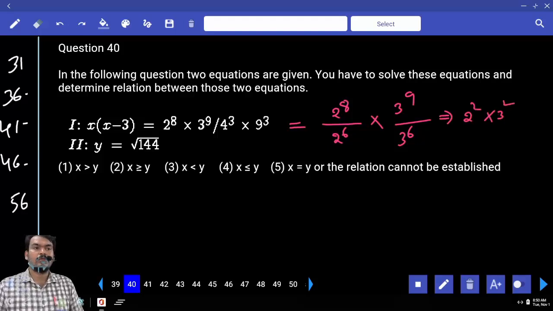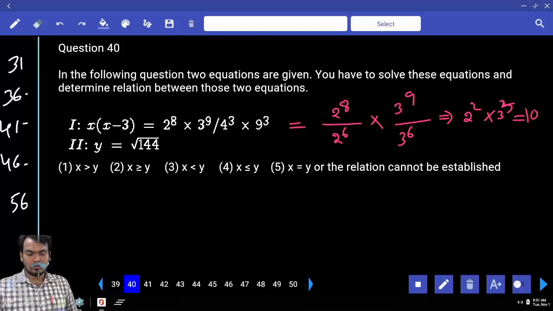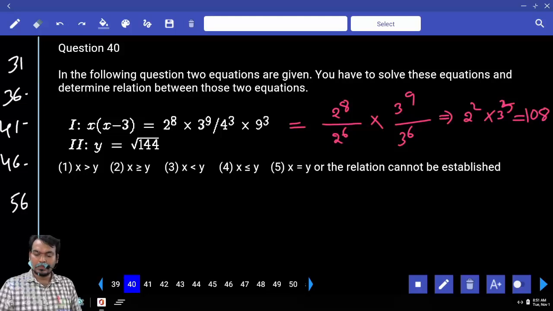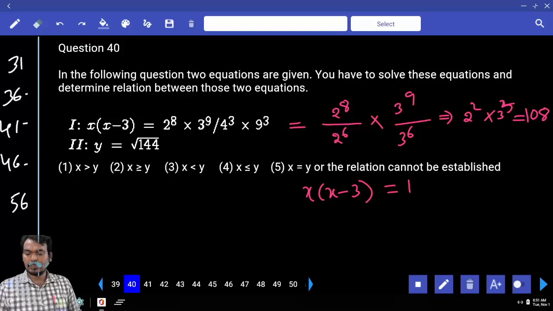What is the 2 square? 4 into 9. How much? Sorry. Second one, 3 cube. 2 square is how much? 4. 3 cube, 27. 27 into 4 means 108. That is equal to x into x minus 3, or not? X into x minus 3 equal to 108.